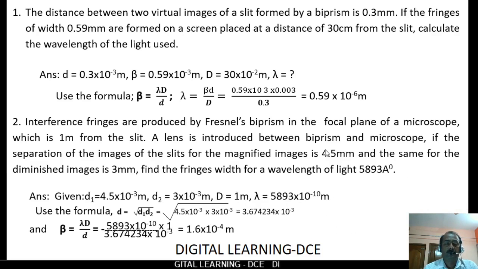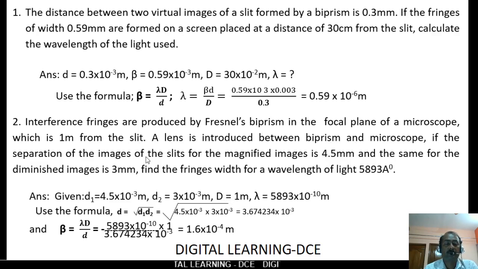Here the width of the slits, the virtual slits, is not given. It is given indirectly, that is by giving D1 and D2. Here capital D is 1 meter, that is 1 meter from the slit. That is the distance between virtual slit and the screen is 1 meter.